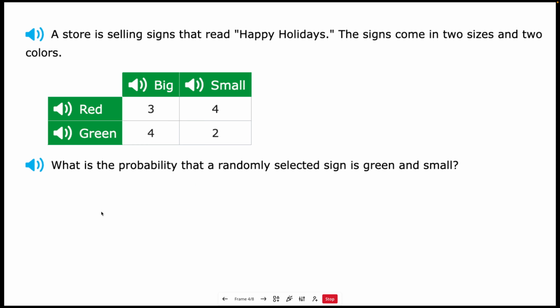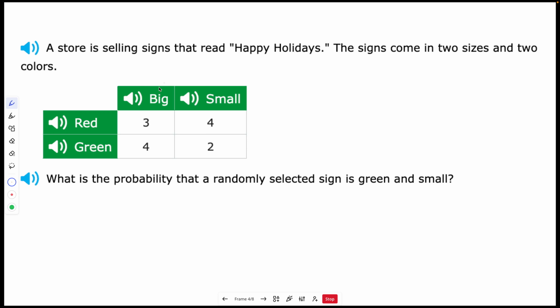Here we go. So it says a store is selling signs that read Happy Holidays. The signs come in two sizes and two colors. All right, so we've got big and small size, and we've got red and green for color. And it says, what is the probability that a randomly selected sign is green and small?